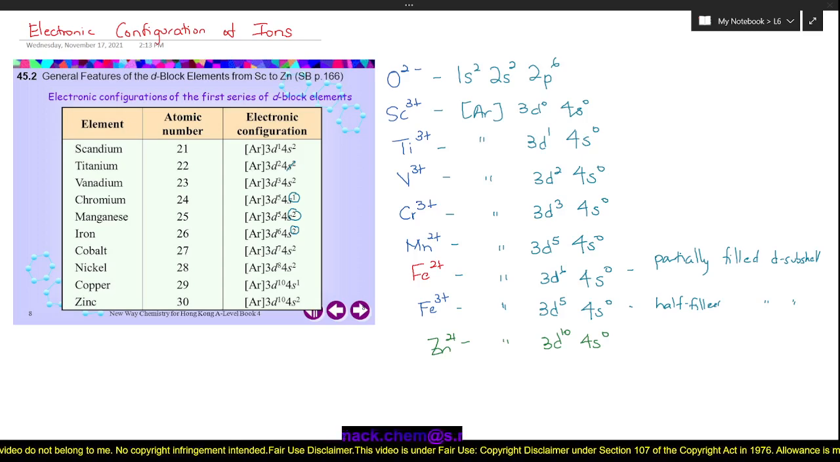With titanium, we remove the 2 electrons from the 4s and we only remove 1 from the 3d, so that gives us a 3d1 electronic configuration. With vanadium, we're going to remove 2 from the 4s and 1 from the 3d, so that gives us 3d2. We repeat for chromium, and then manganese, by removing the electrons from the outermost orbital before moving to the 3d orbital.